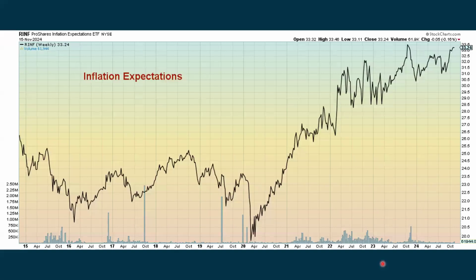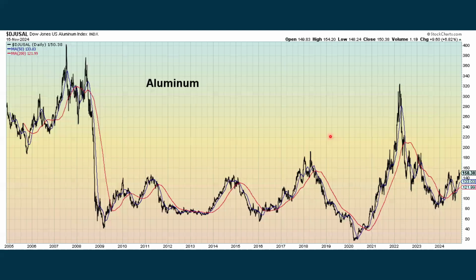Then these are the inflation expectations, where we're not really breaking out now, but we have been going up. Here's the whole COVID crash here where everything went down. And we've been going back up now, but we've been chopping more or less sideways after we were seeing a real steady increase here. And aluminum, we just watched this just to see what's going on here.